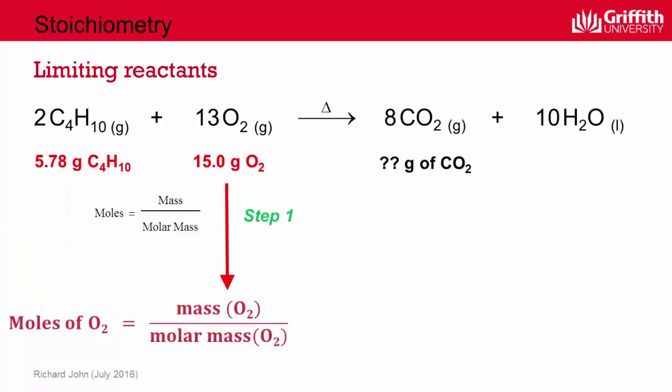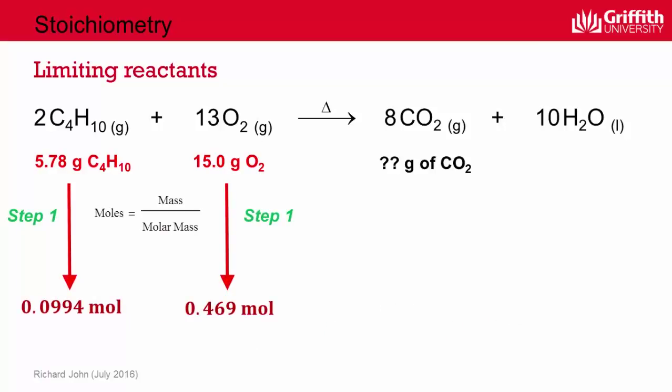We can now carry out step 1 for oxygen. The moles of oxygen equals the mass of oxygen over the molar mass of oxygen. We've got 15 grams of oxygen, and the molar mass of the O2 molecule, which has 2 oxygen atoms, is 2 times the molar mass of an oxygen atom, which is 2 times 15.9994, which equals 32.00 grams per mole. And we can substitute that into our equation and we get 0.469 moles of oxygen from our 15 grams of oxygen.